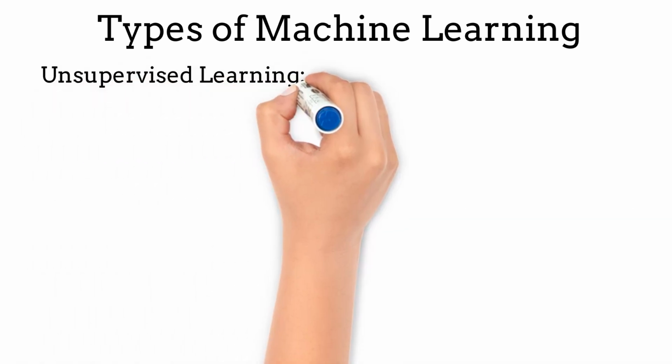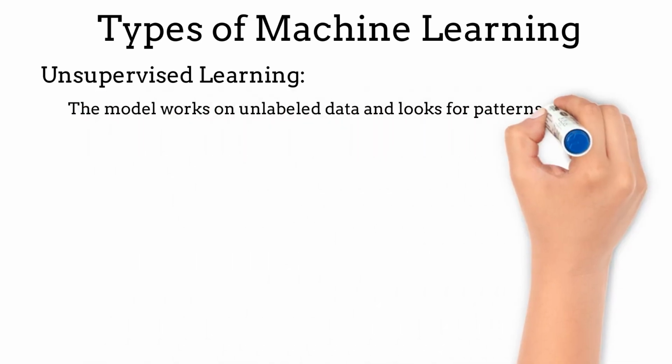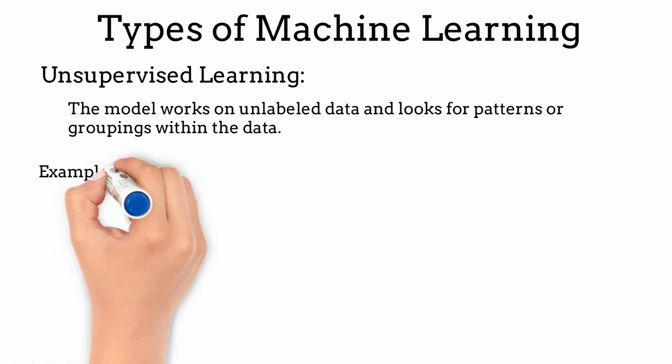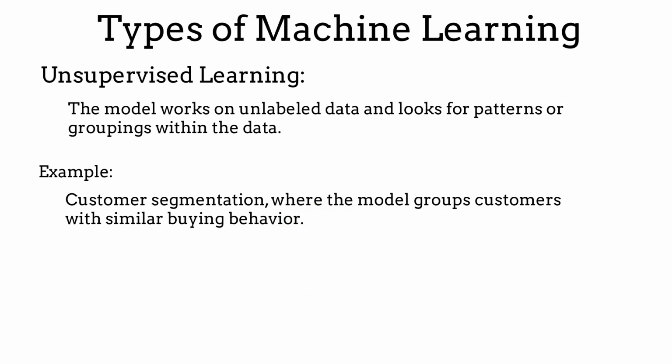In unsupervised learning, there's no labeled data. The model doesn't know what the right answer is, so it has to find patterns or groups on its own. It's kind of like exploring a puzzle without a picture on the box. Let's say you have data about your customers, but no labels telling you who is similar to whom. You could use unsupervised learning to group customers based on their buying habits, like grouping people who tend to buy certain products together. This helps businesses figure out how to target different groups of customers.